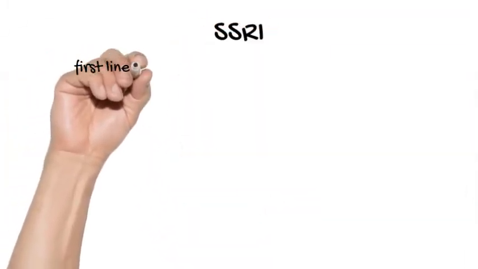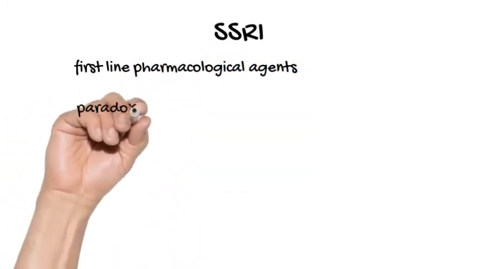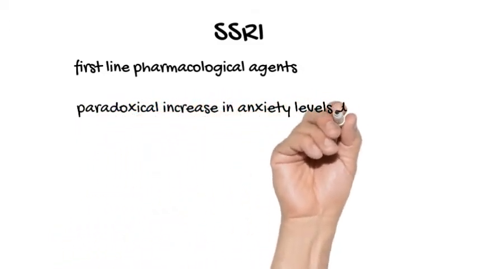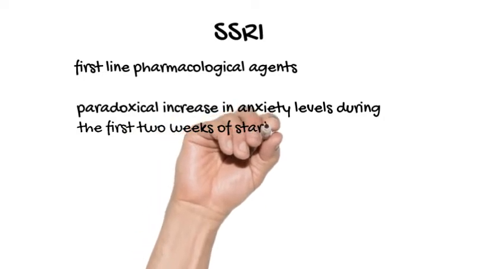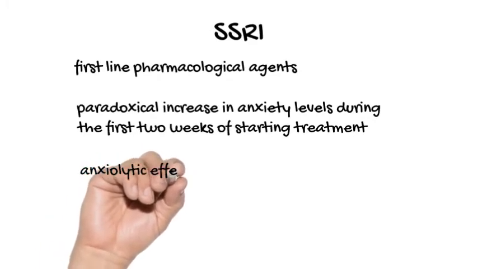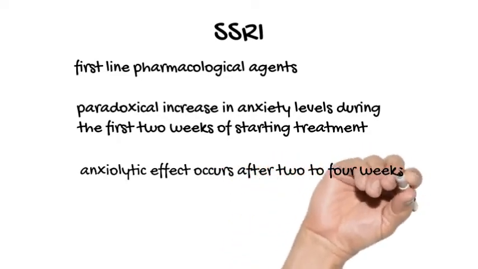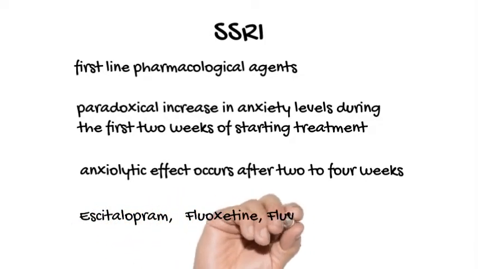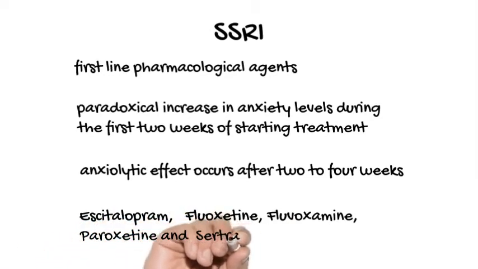Pharmacological agents for treatment of anxiety and related disorders. Selective serotonin reuptake inhibitors. These medications are the first-line pharmacological agents used to treat anxiety disorders. They work by preventing the reuptake of serotonin by the presynaptic nerve, thus maintaining higher levels of serotonin in the synapse. There is a paradoxical increase in anxiety levels during the first 2 weeks of starting treatment. The anxiolytic effect occurs after 2 to 4 weeks. Examples of SSRIs are escitalopram, fluoxetine, fluvoxamine, paroxetine, and sertraline.